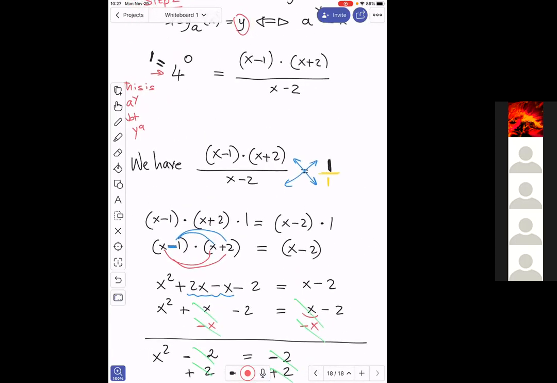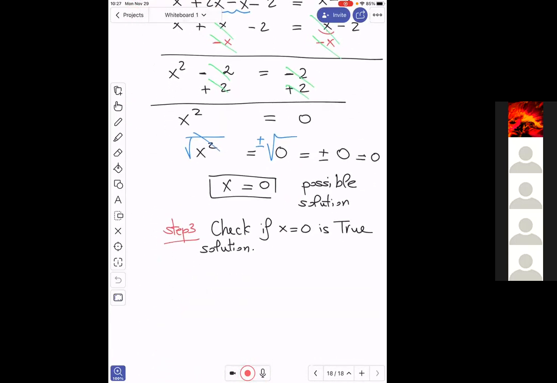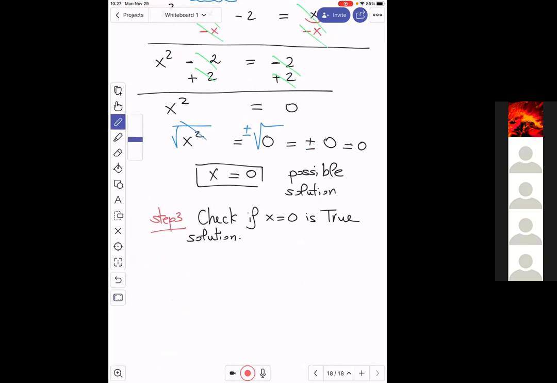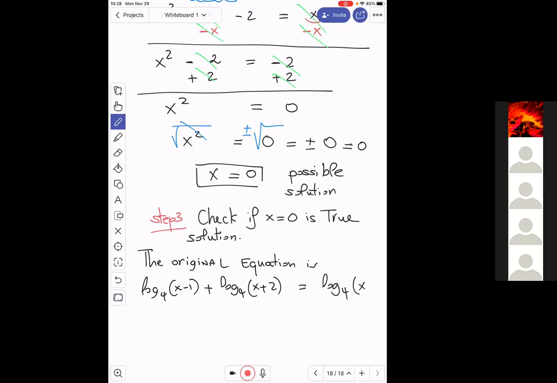Let's come back to the original equation. So let me just write it down here again. The original, the initial equation is: we had log base 4 of x minus 1, plus log base 4 of x plus 2, equals log base 4 of x minus 2. Right, this is my original, my initial equation.